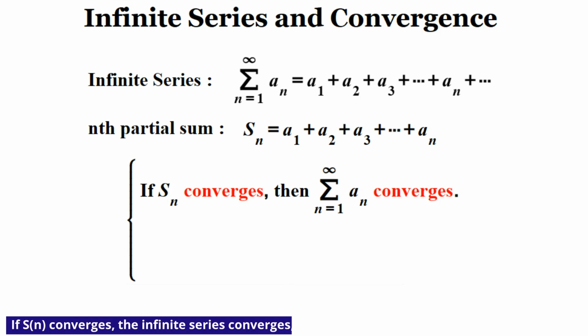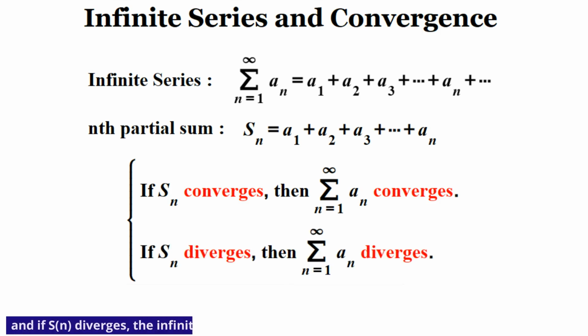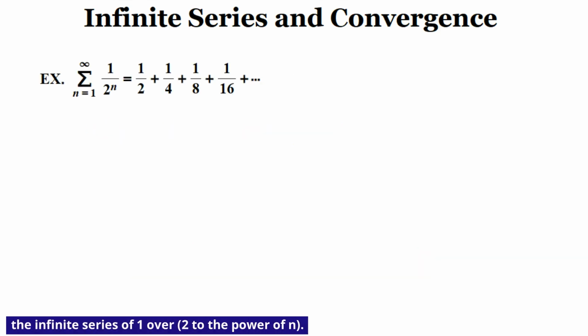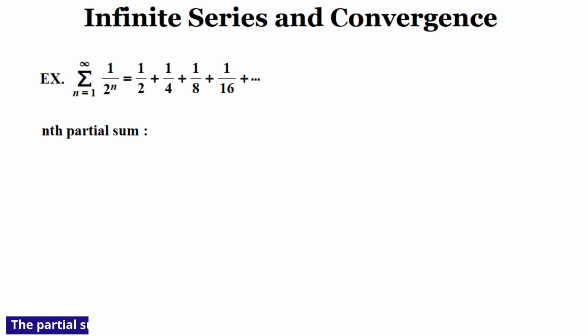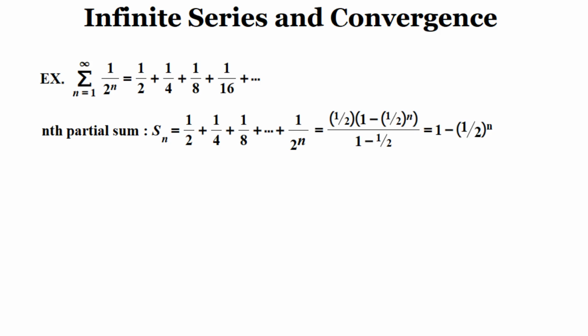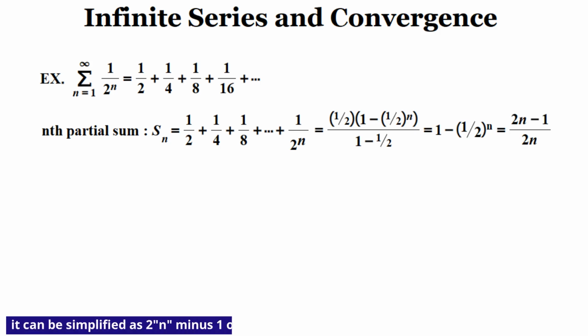If Sn converges, the infinite series converges. And if Sn diverges, the infinite series also diverges. Let's consider an example: the infinite series of 1 over 2 to the power of n. The partial sum, denoted as Sn, can be calculated using the sum of a geometric series formula. It can be simplified as (2^n minus 1) over 2^n.